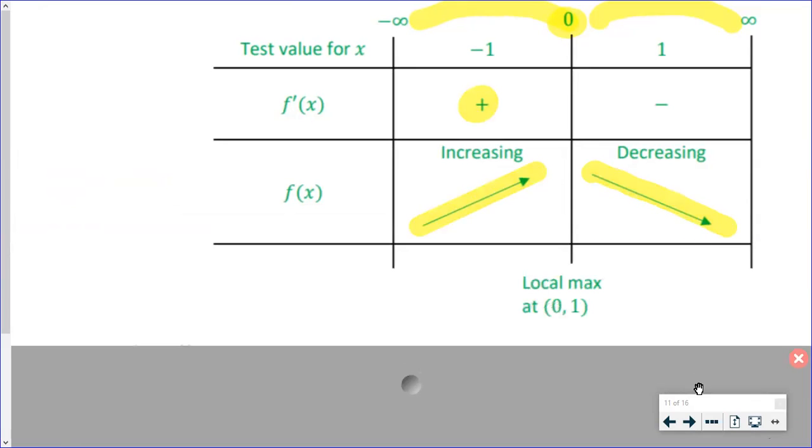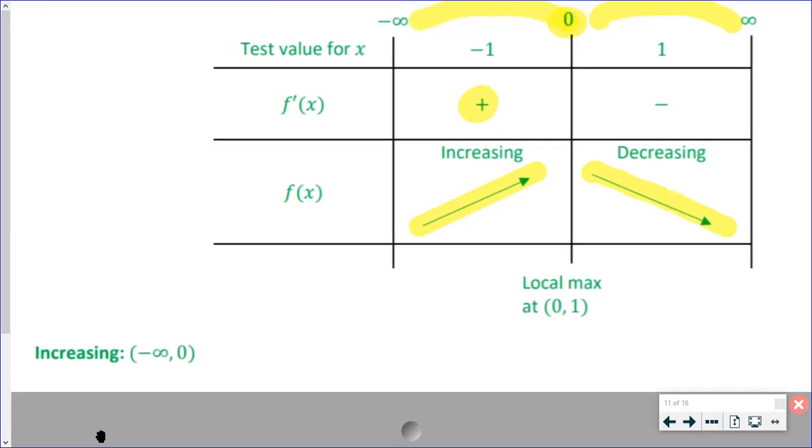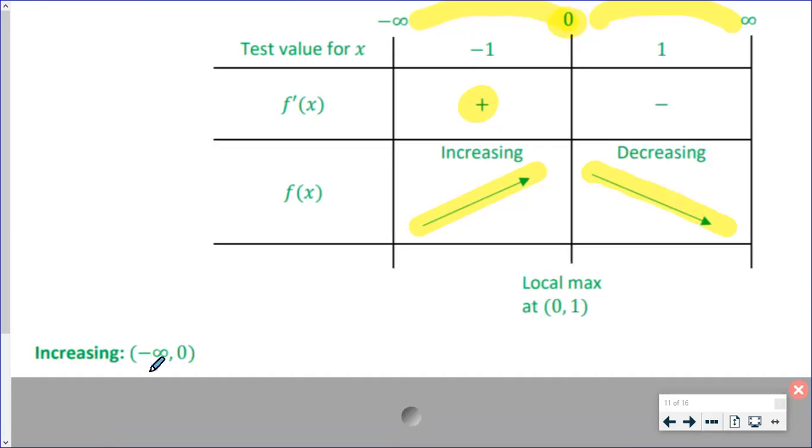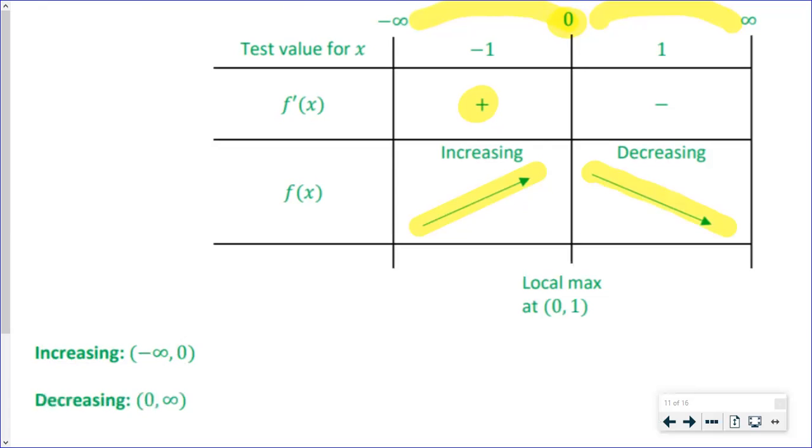And that proves that the point (0, 1), the critical point that we found, is going to be a local maximum because we're moving from an increasing interval to a decreasing interval. The way that your textbook would write that is: from negative infinity to 0 would be an increasing interval, and from 0 to positive infinity would be our decreasing interval. So that is the first derivative test.